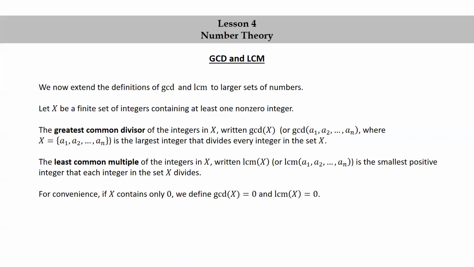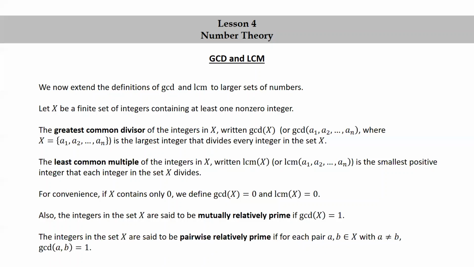For convenience, if X contains only 0, we define GCD(X) equal to 0 and LCM(X) equal to 0. Also, the integers in the set X are said to be mutually relatively prime if GCD(X) equals 1. The integers in the set X are said to be pairwise relatively prime if for each pair a, b in X with a not equal to b, GCD(a, b) is equal to 1.